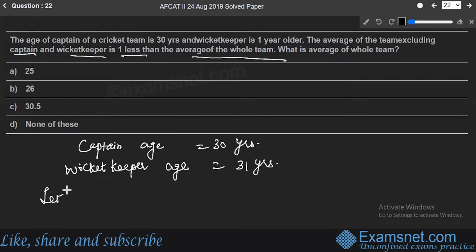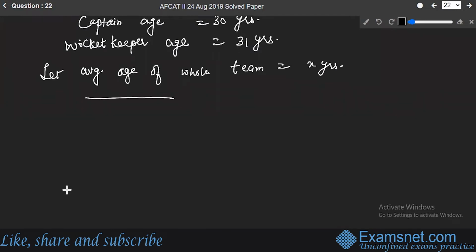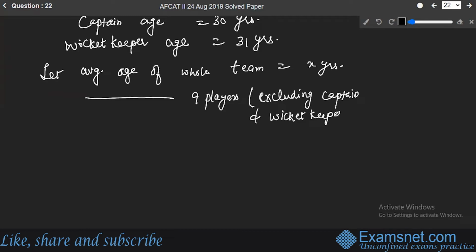So first of all, let's assume the average age of the whole team is equal to X years, right? Then what will be the average age of 9 players? See, there are 11 players in the cricket team, right? What will be the average age of 9 players, that is excluding the captain and the wicket keeper? It was 1 less than the average age of the whole team, right?